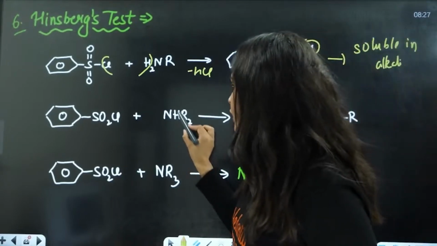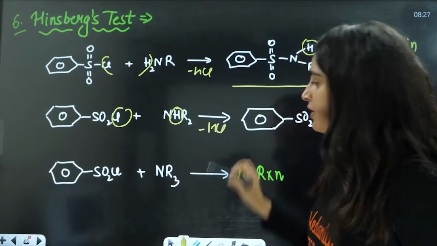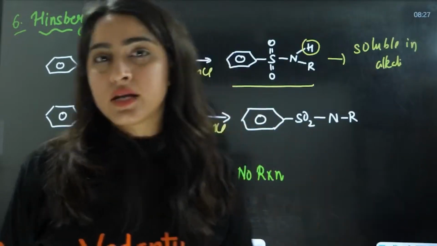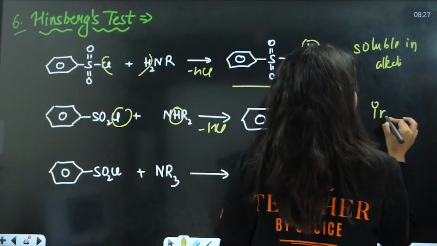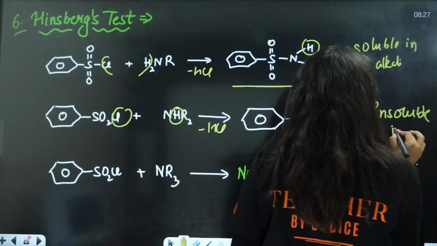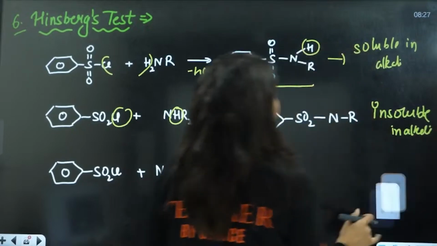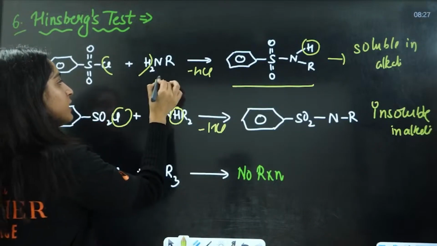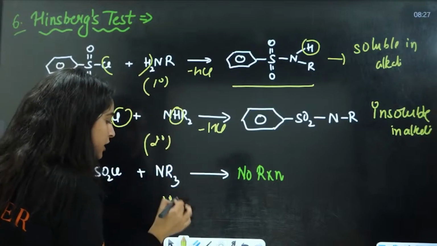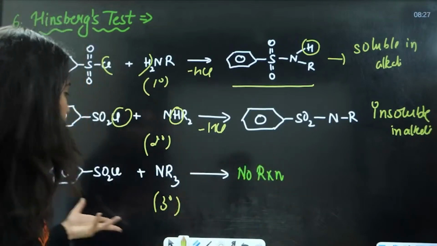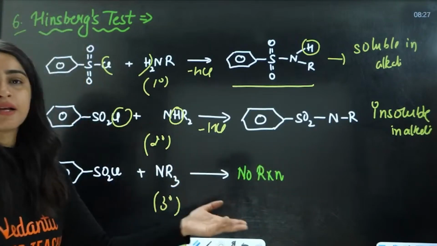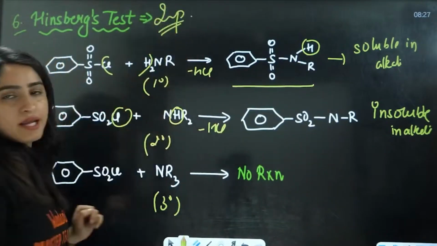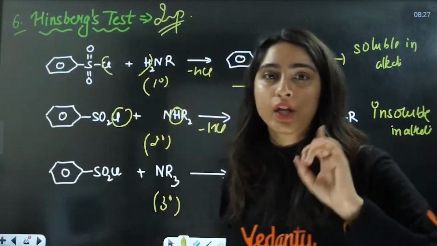Now, talking about this, here you have this hydrogen and this Cl. They will be removed. Hence, you will have this product which does not have any acidic hydrogen. So this is insoluble in alkali. Next, bacha, you have this one. This is primary, this is secondary, this is tertiary. The tertiary does not have any hydrogen. That is why there is no reaction. This is a very important test, the Hinsberg reagent, for distinguishing 1 degree, 2 degree, 3 degree.